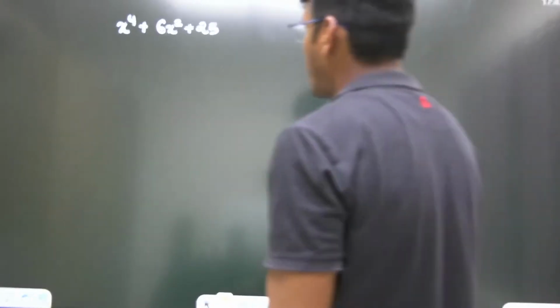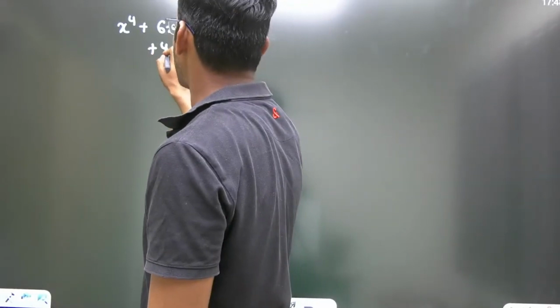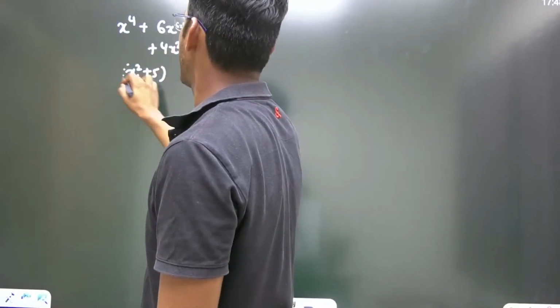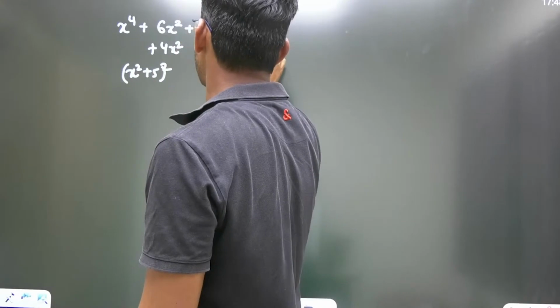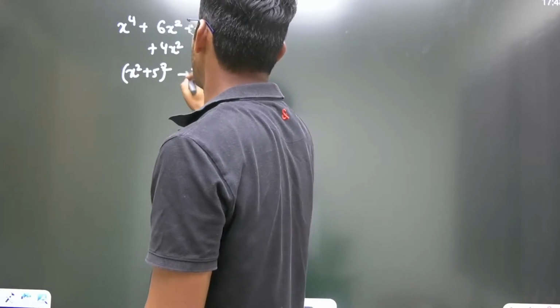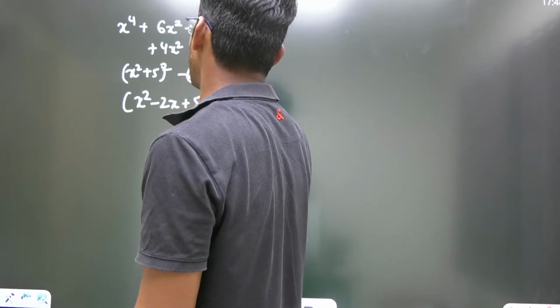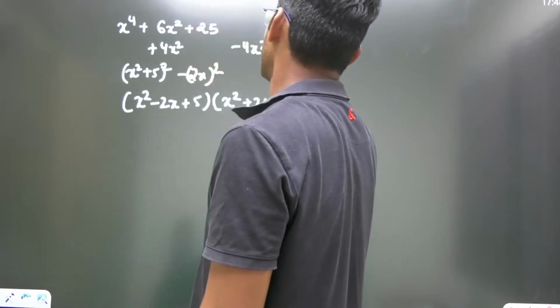Good, very good. Now you have understood it. Sir, you need to add 4x square here so that it becomes x square plus 5 whole square, and then you have to subtract 4x square, which means 2x whole square. Now sir, we can write it directly as this. Perfect, guys, perfect.